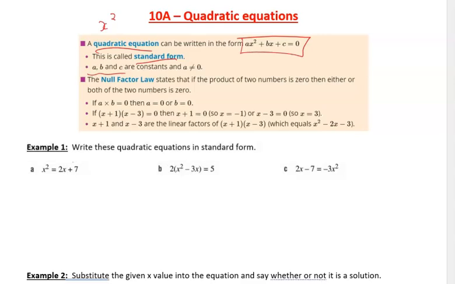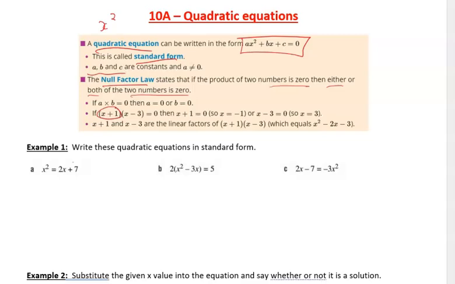And we have this really useful thing. Standard form helps us to actually work out what the answers are, and there often are more than one answer for x in these equations. So we can use the null factor law, and that states that if the product of two numbers is 0, then either or both of those two numbers is 0. So if a times b is 0, then if either a or b is 0, it will make the other 0 because we're multiplying them. They can both be 0.